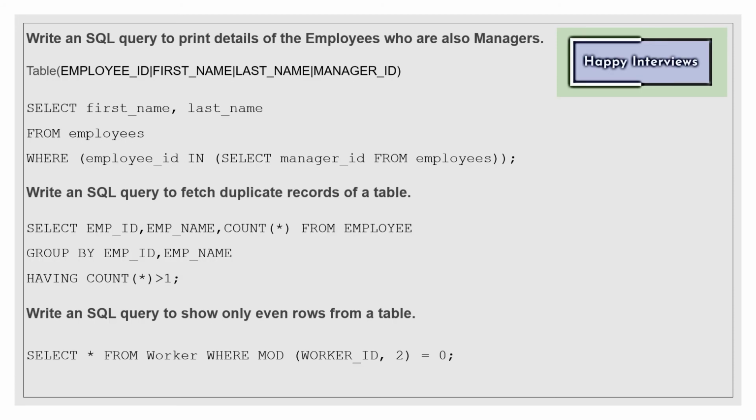Next. Write a SQL query to print details of employees who are also managers. This is a very common question that has been asked. Consider a table where we have employee ID, first name, last name, and manager ID. How will we display the employees who are also managers? We need to perform a self join. Select first name, last name from employees where employee ID in (select manager ID from employees). What it will do is fetch only those records where the employee ID is also used as manager ID in some of the records.